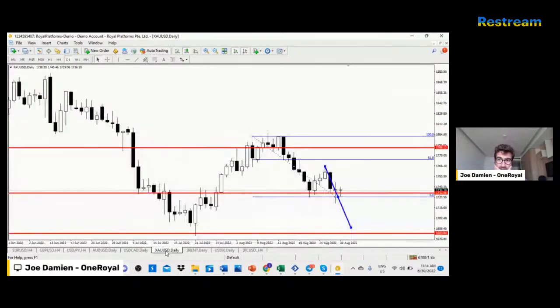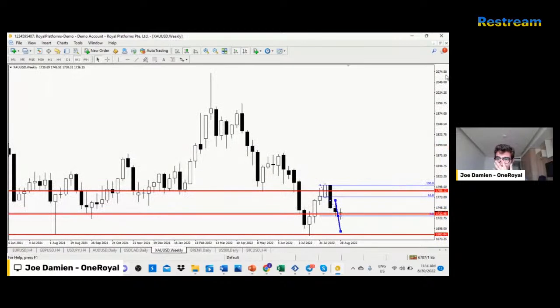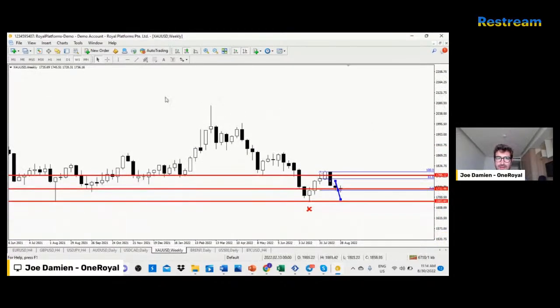XAUUSD, I'm still bearish, and this is clear on the higher time frame, either weekly time frame. Impulse, correction, impulse, correction, impulse, deeper correction than this one, but this is a correction.